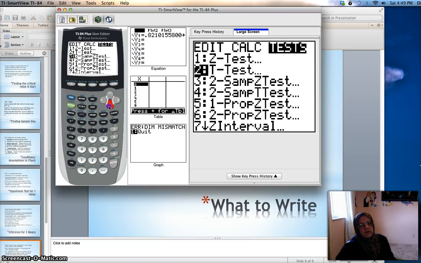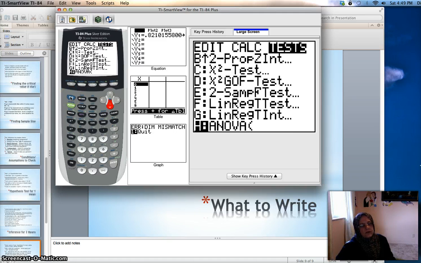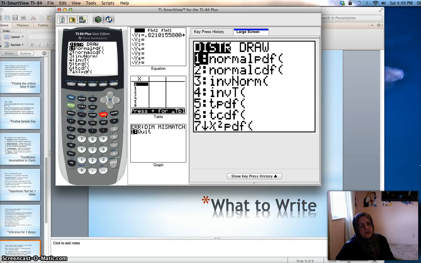So again, all of these things are here. Now, if you're calculating a test statistic like a t-star or something, then those are located under the distribution menu under the vars key. So here's normal CDF, which is used for finding area under a normal model. Inverse norm, which is used for, you put in a percentile and it gives you the z-score. Inverse t, which you put in a percentile and it gives you a t-score for specified degrees of freedom. And then TCDF, which gives you the area under a t-model.